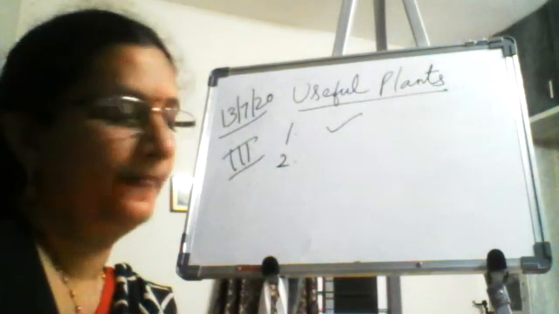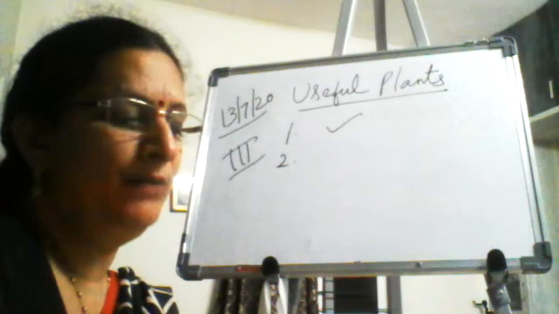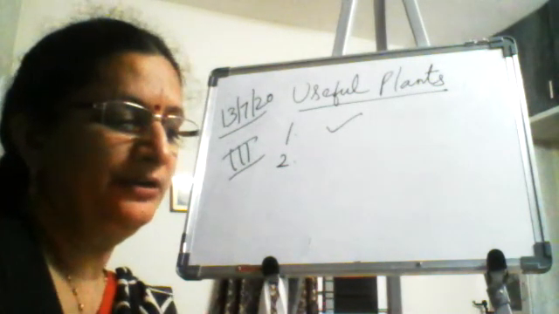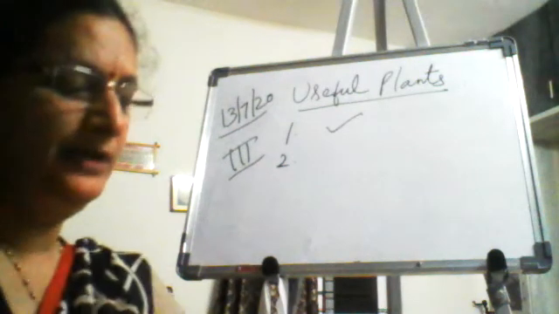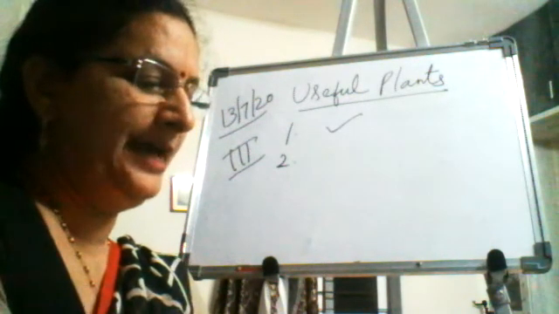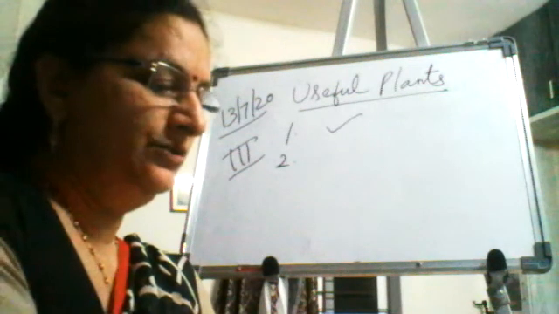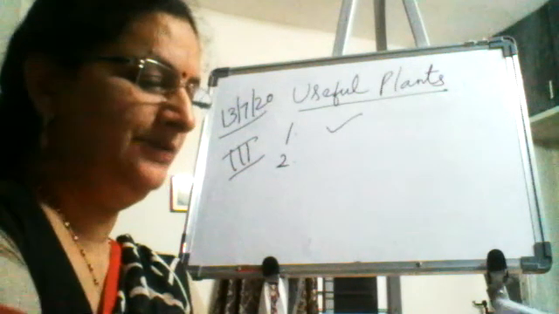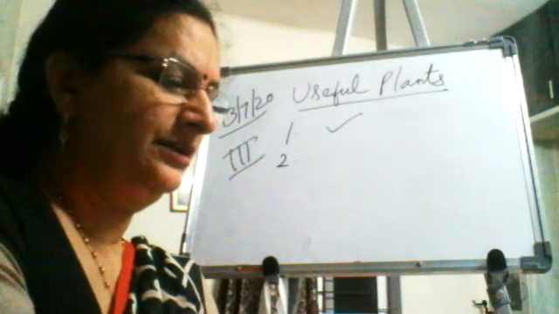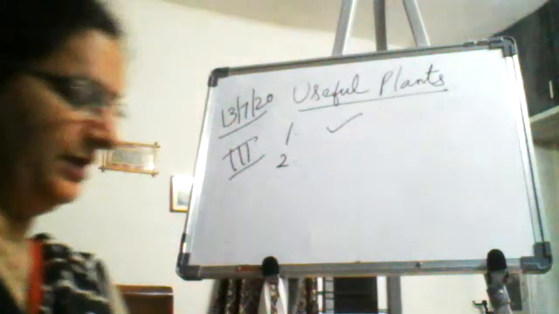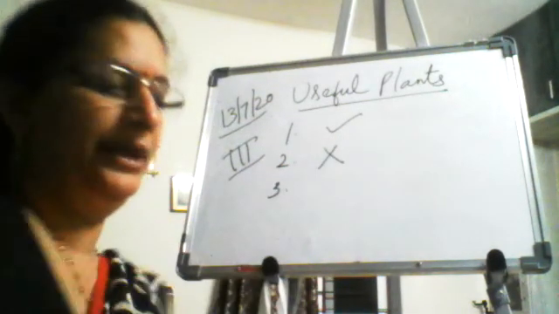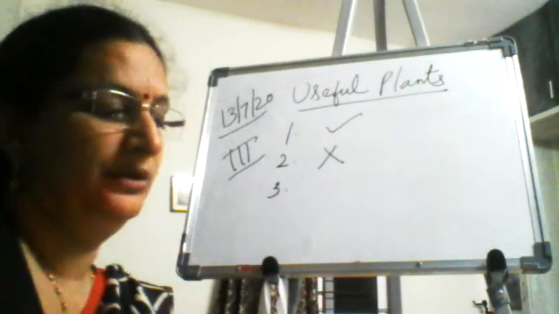Question number 2. We get rubber from bubble tree. Is it true? Do we get rubber from bubble tree? What is given in the textbook? You have to quickly recap. Is it from the bubble tree? No, it is from the rubber tree. It is not from the bubble tree, but it is from the rubber tree. So let us put it wrong.